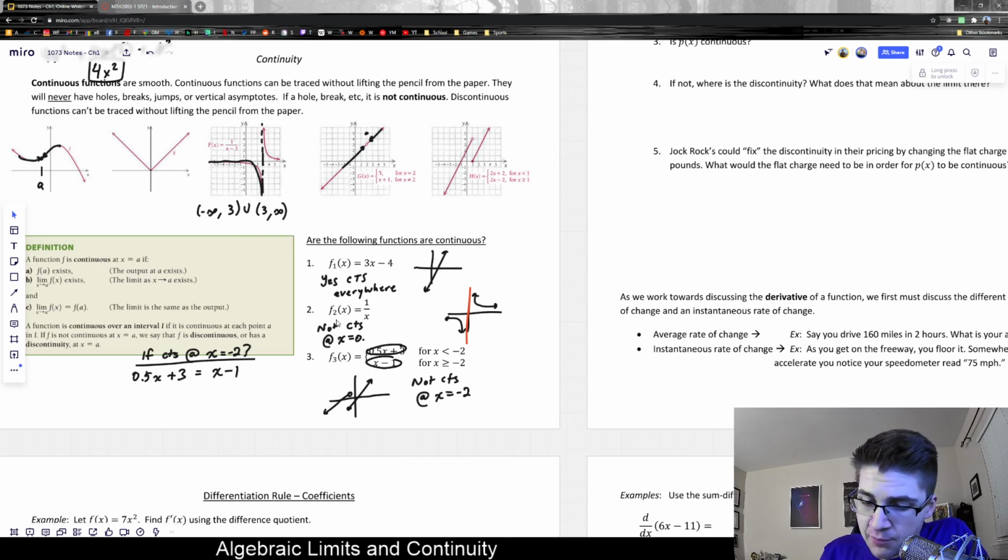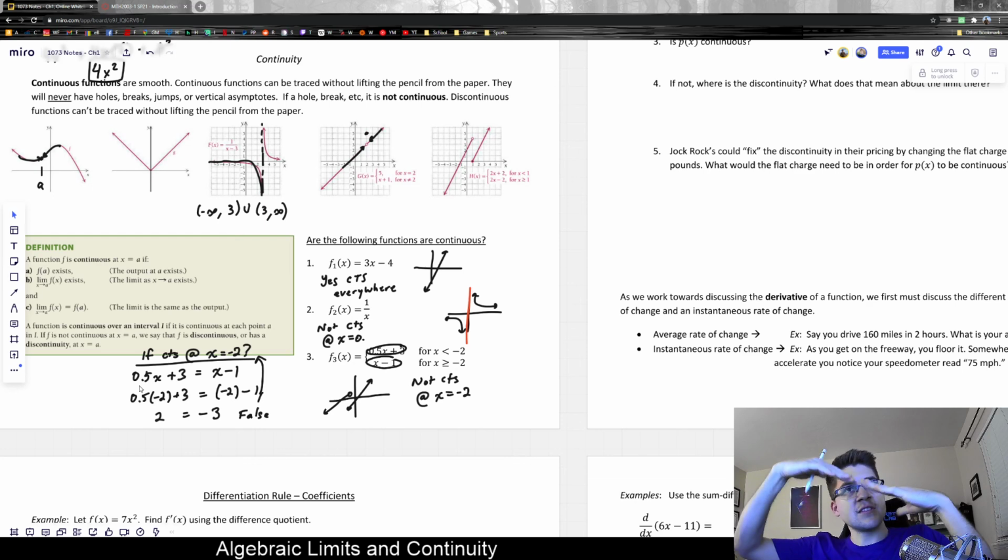So in the left one, I have 0.5 times -2 plus 3. And we can then check, is that going to be equal to -2 minus 1? Well, -2 times 1/2 is -1. -1 plus 3 is 2. And the right-hand side, -2 minus 1 is -3. So what I can see is clearly those are not equal. That's false. So what that means is that it is not continuous at x equal to -2.